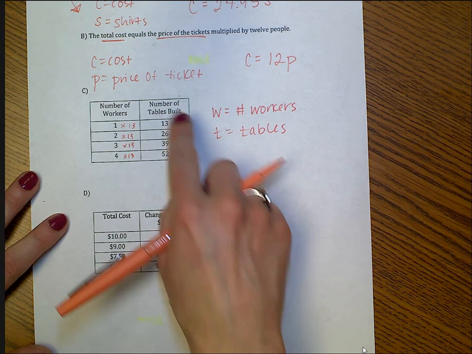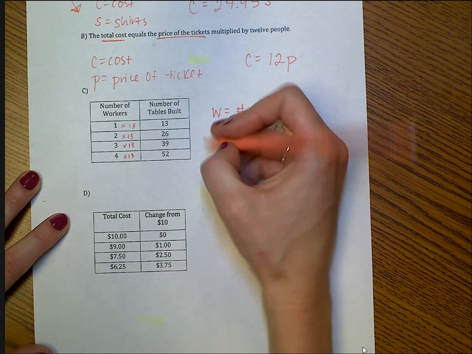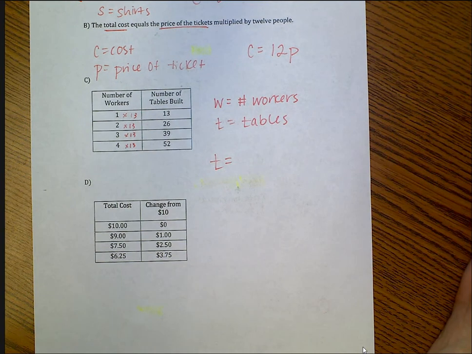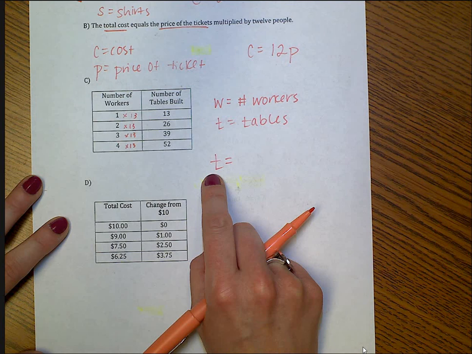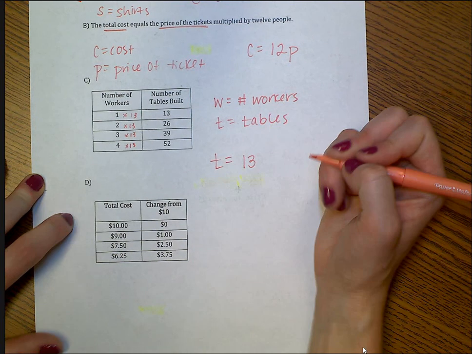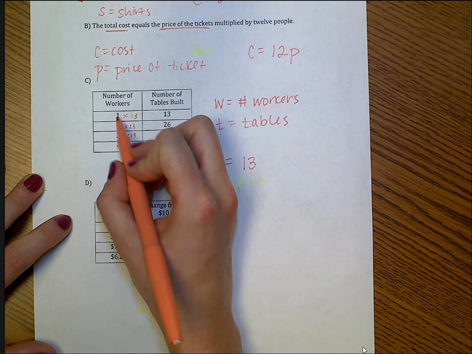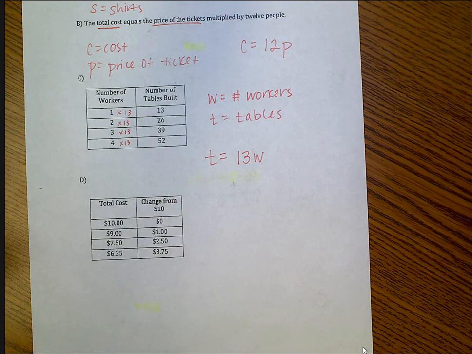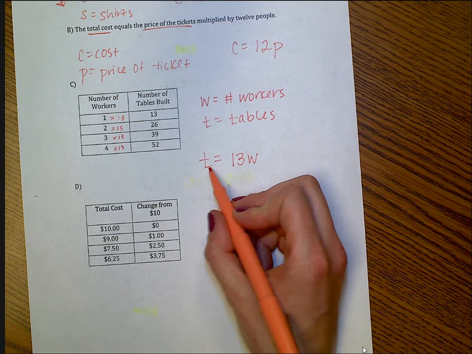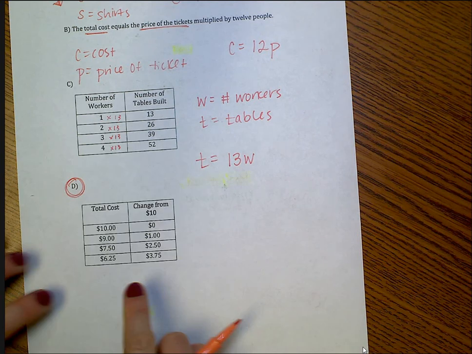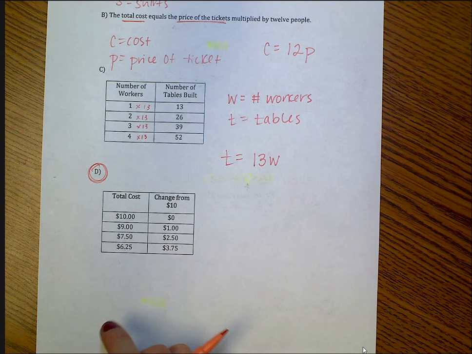So whatever's on the right-hand side, that's going to go alone on one side of your equation. That's kind of what you're solving for, what you're figuring out. So the tables built, I'm going to take 13 and times it by how many workers. That number is going to change. That's why we use W, because I don't know the exact quantity for each situation. So T equals 13W. Okay, I'm going to circle D. I want you guys to try this one on your own, and I will check it tomorrow in class.